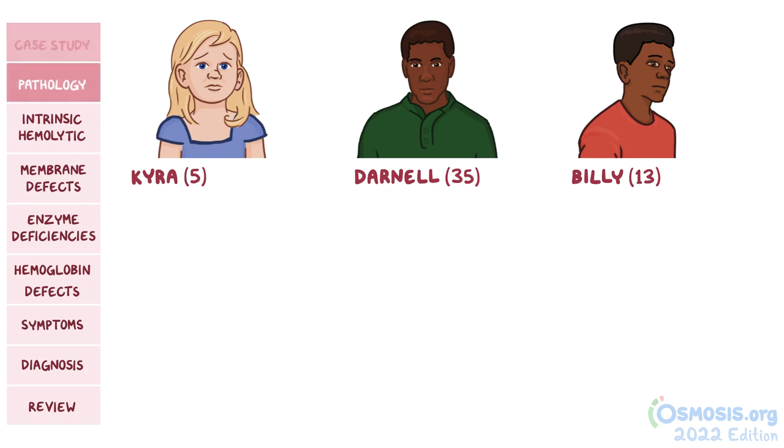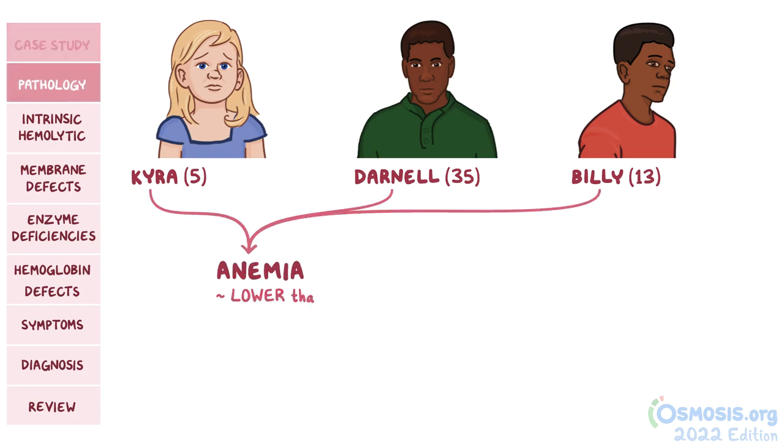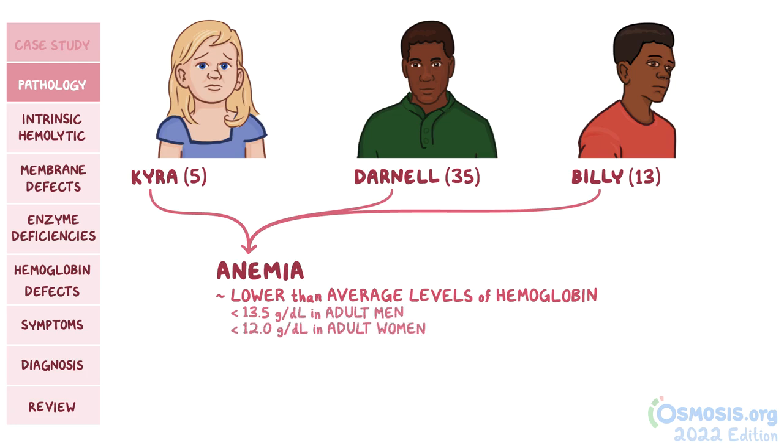Although their symptoms are very different, they all suffer from anemia, which is defined as lower than average levels of hemoglobin, typically below 13.5 grams per deciliter in adult men and below 12.0 grams per deciliter in adult women. This level varies based on age for children.